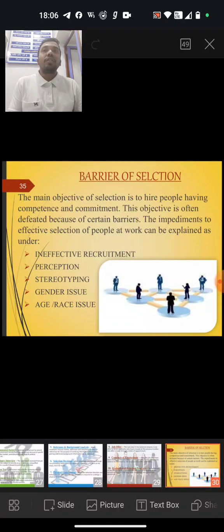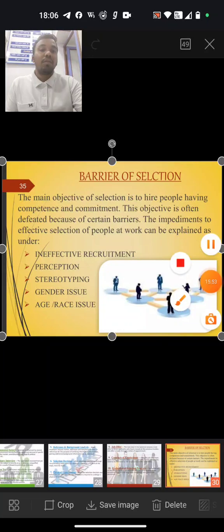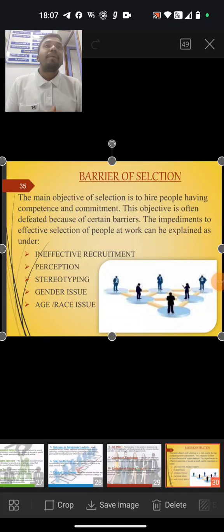Barriers to selection. The main objective of selection is to hire people having competence and commitment. This objective is often defeated because of certain barriers. The impediments to an effective selection process can be explained as under: effective recruitment, perception, stereotyping, gender issues, age, and race issues.